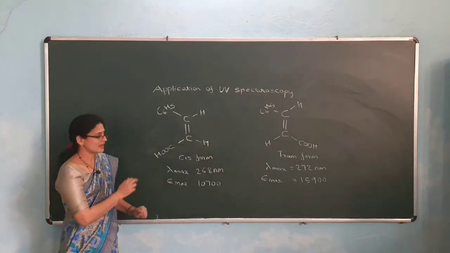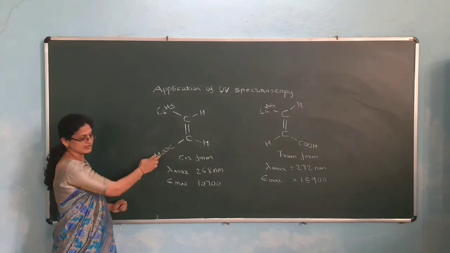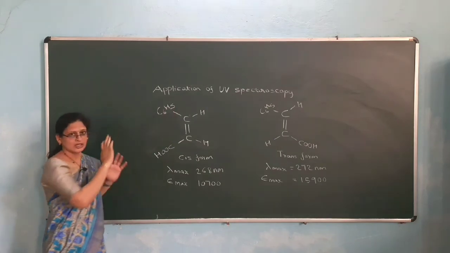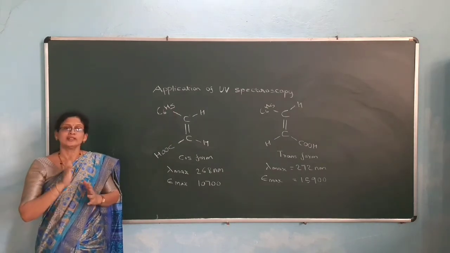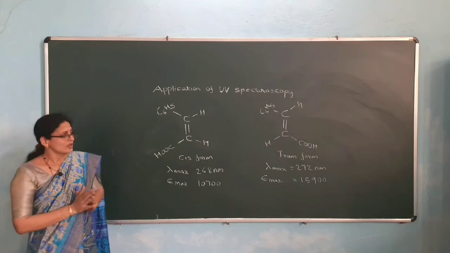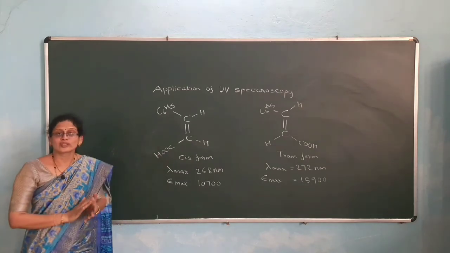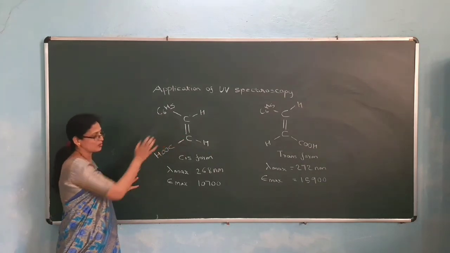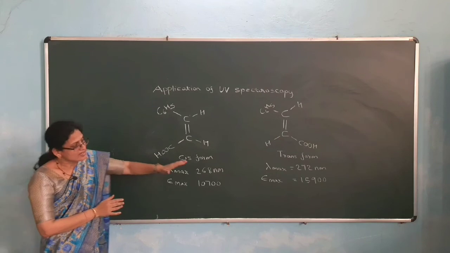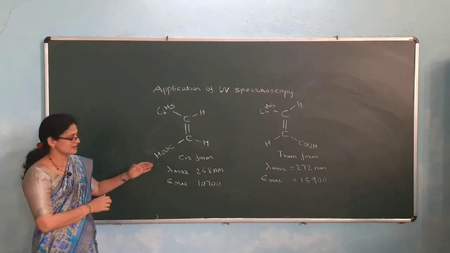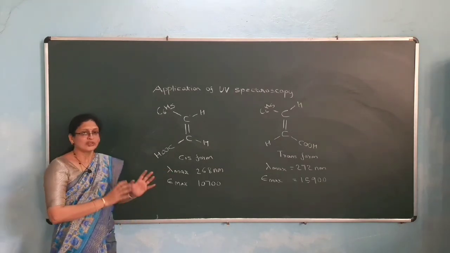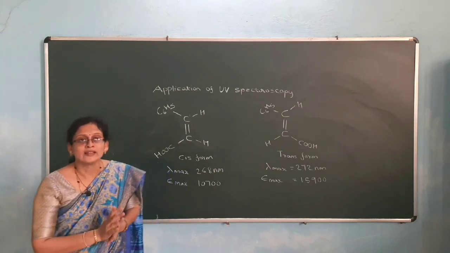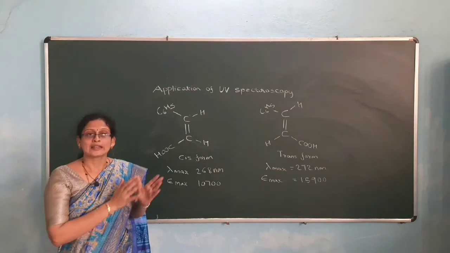In the cis form, you can see here the two bulky groups on the same side of the double bond. So, this carboxylic COOH group and this C6H5 are bulky groups, present on the same side of the double bond. So, these bulky groups distort the geometry of the molecule. That is why the trans form absorbs at longer wavelength and the cis form at shorter wavelength. So, using UV spectroscopy, we can identify the trans form and the cis form.